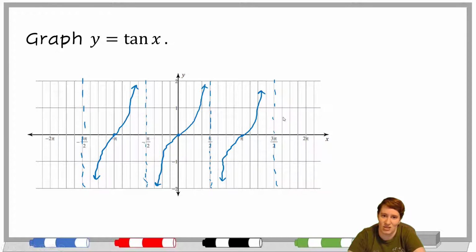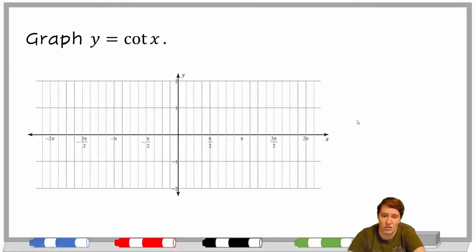Okay, let's talk about cotangent. For cotangent, it is the reciprocal of tangent. So it should look kind of like tangent, or we would think that, right? It's also cosine over sine, so that's how we could get our values.